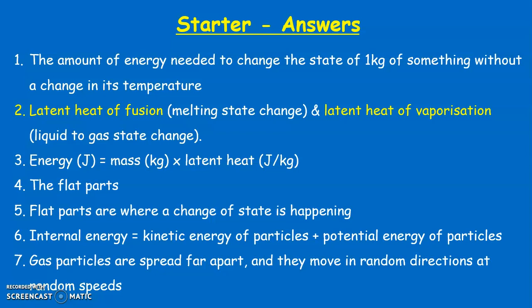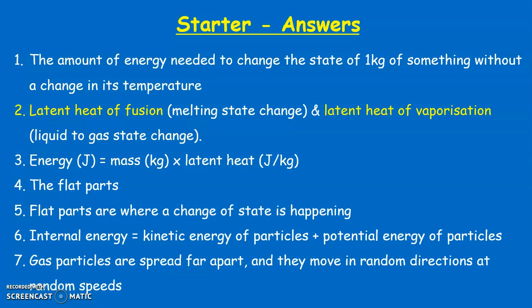Latent heat of fusion is where we get the melting phase, and latent heat of vaporization is where we get the boiling phase. Number 3, the equation for latent heat. E equals ml. Energy in joules equals the mass in kilograms times the latent heat in joules per kilogram. Remember, the latent heat equation applies for both types of latent heat, the fusion and the vaporization.